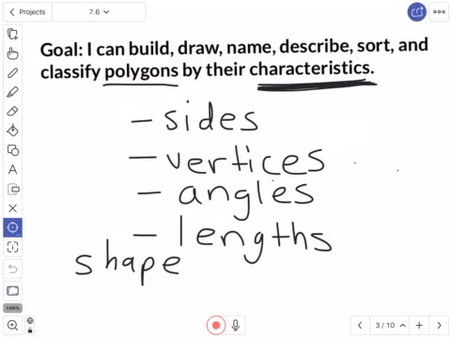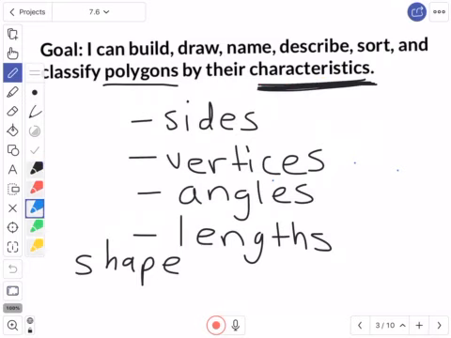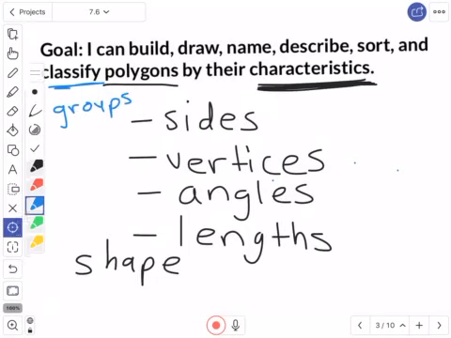So just a few things. That word classify right there, that really is just all about groups. So, putting shapes into groups based off of their characteristics, so their sides, vertices, angles, lengths. And that word polygon, that prefix at the beginning, poly, meaning many-sided shape.